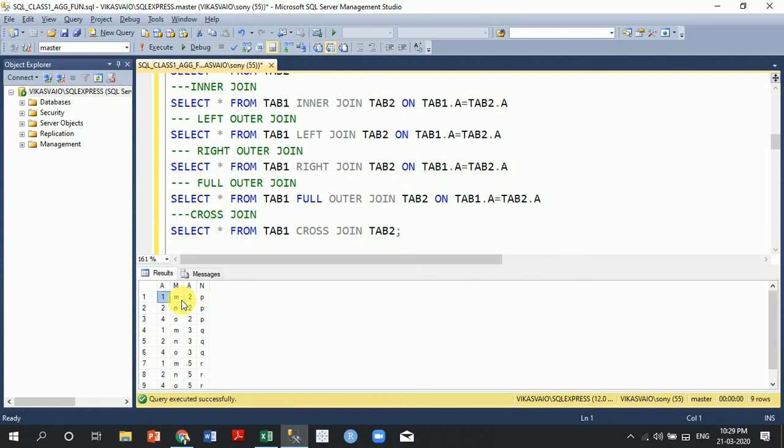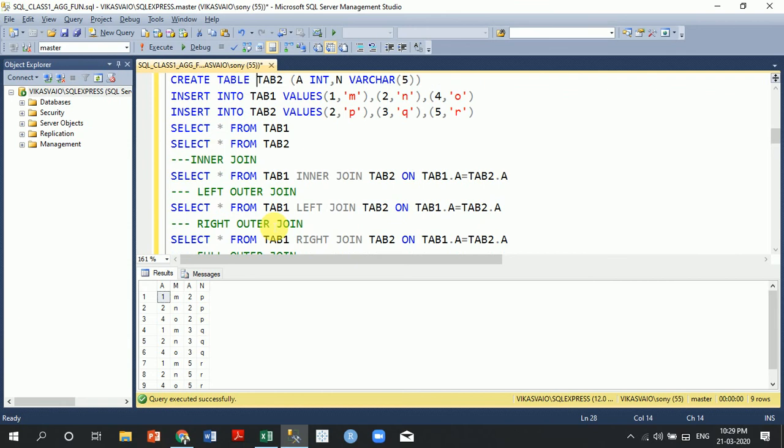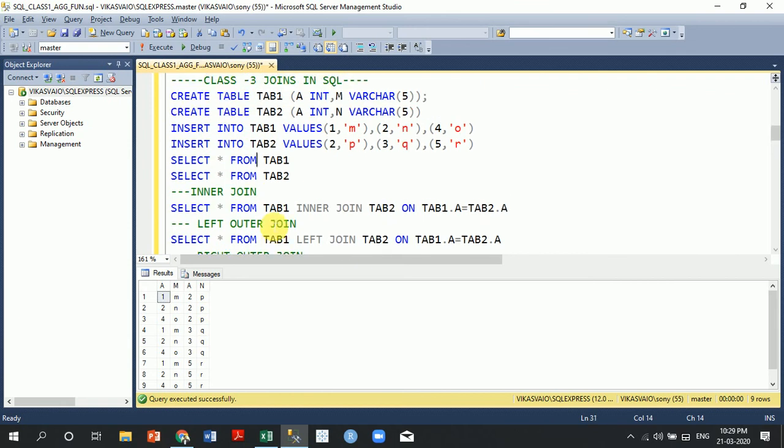With reference to degree and cardinality, when I perform the cross product on my given tables, the degree will be 4, of course: 2 columns from the first table and 2 more columns from the second table. But the cardinality will be, 3 rows were there in the first table and 3 rows were there in the second table, so the cardinality becomes 3 multiplied by 3, which is 9.